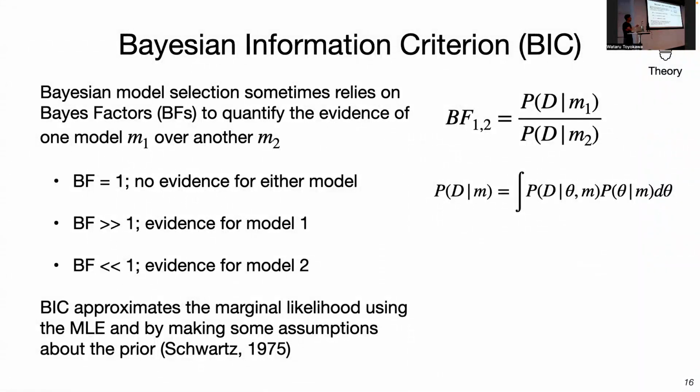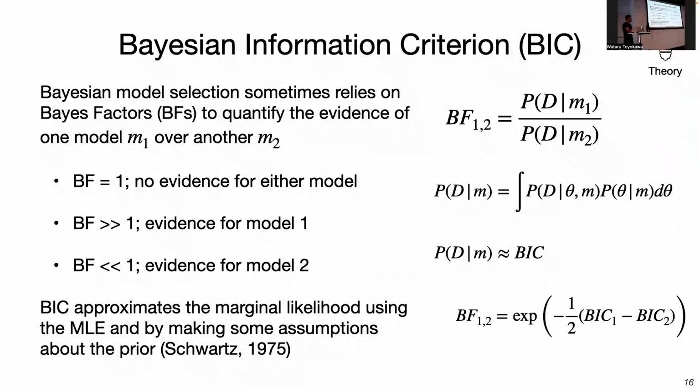So this term here is the probability of the data given a model. And recall that we have this integral here across all the different parameter values, which is intractable under most settings. Rather, what the Bayes factor offers is an approximation for the probability of the data given the model. This approximates the marginal likelihood, this term here, using the maximum likelihood estimate and making some assumptions about the prior. And BIC then allows you to do this Bayes factor computation based on this formula here.